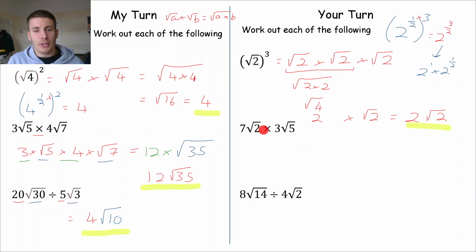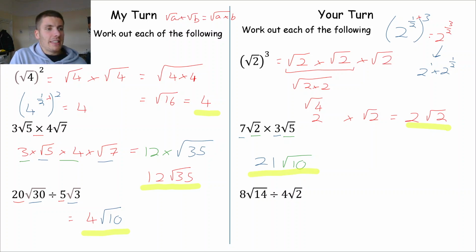This one, we've got 7 root 2 times by 3 root 5. Again, consider your number parts and then your surd parts. So we've got 7 times by 3 is 21. You've then got root 2 times by root 5, which is going to be equal to the square root of 10. You just times them underneath the same surd, and that is simply your answer. Let's give that a highlight. Excellent, good.